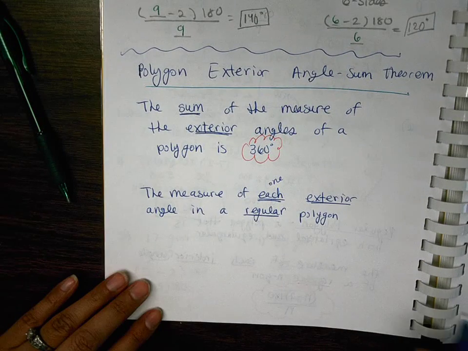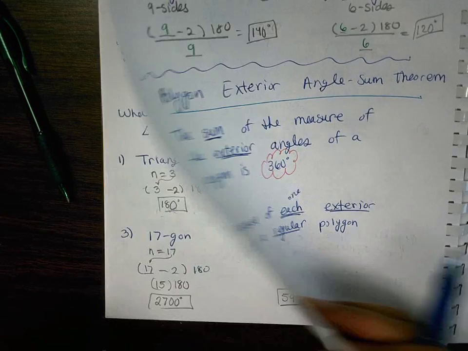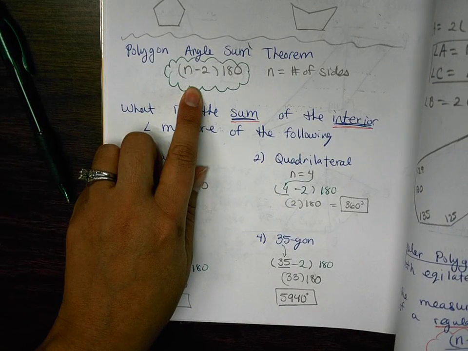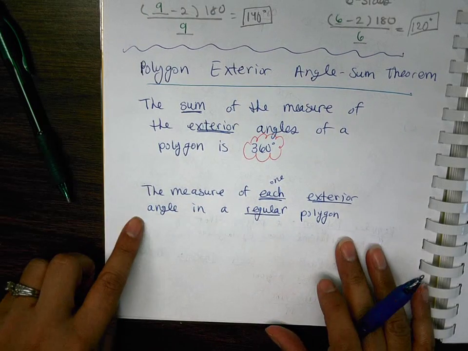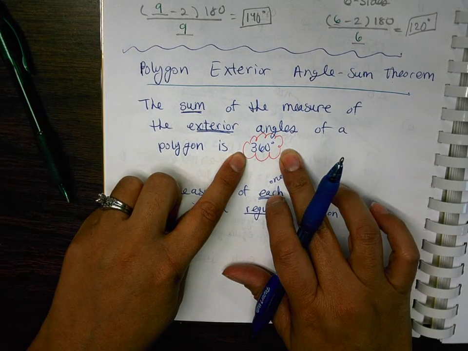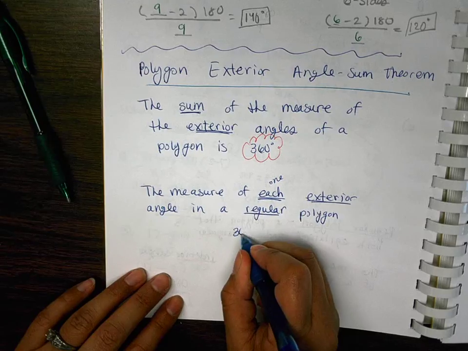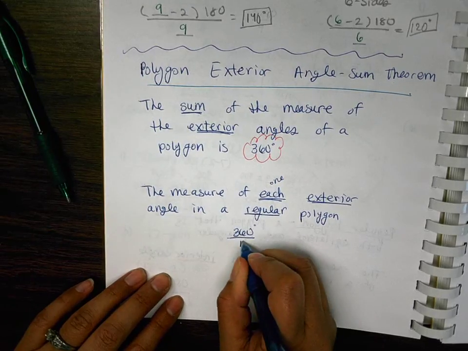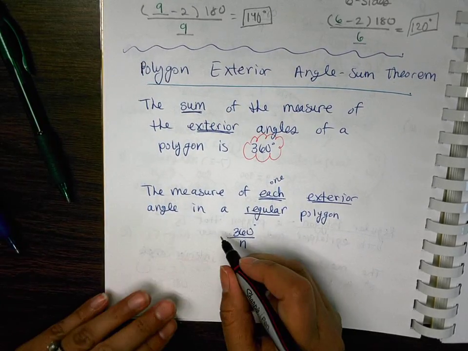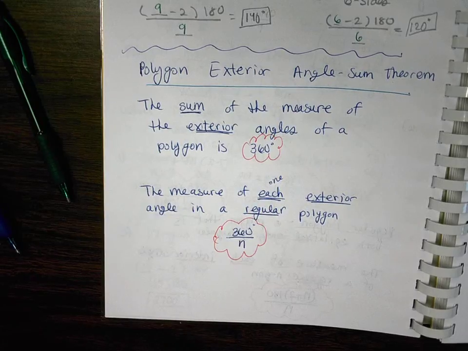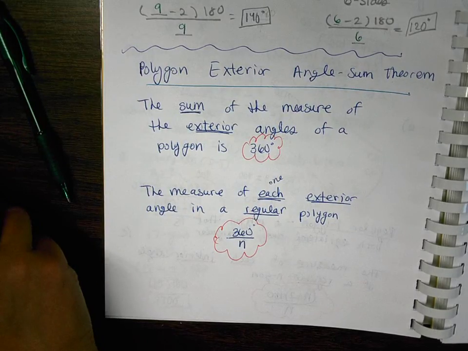Okay, earlier we did this formula and divided by the number of sides. So this time I'm going to take what? 360 and still divide by the number of sides. And that there is your formula. Make sense?